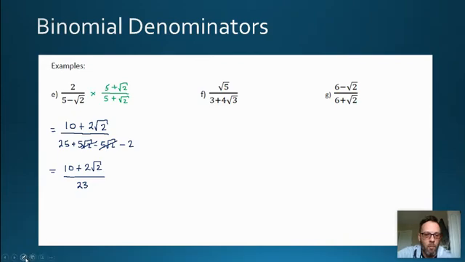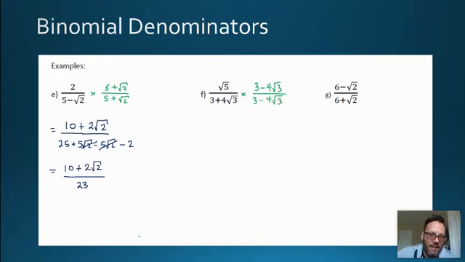All right, let's try a couple more. If you feel like you're getting the idea, I'd encourage you to just pause me, try the next two, and then fast forward and check your answers. That would be a reasonable thing to do. So we're multiplying by the conjugate, which would be 3 minus 4 root 3 over 3 minus 4 root 3.